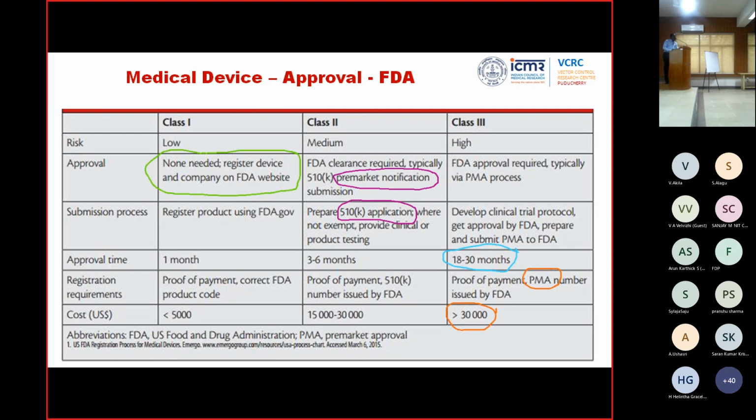And as you know, the time taken for the approval of medium risk devices and high risk devices is completely different. It takes almost 2 or up to 3 years to get the PMA from the authorities, and it's also a costly effort. If you are going to the American system, you have to spend around $30,000 for that. Next slide.